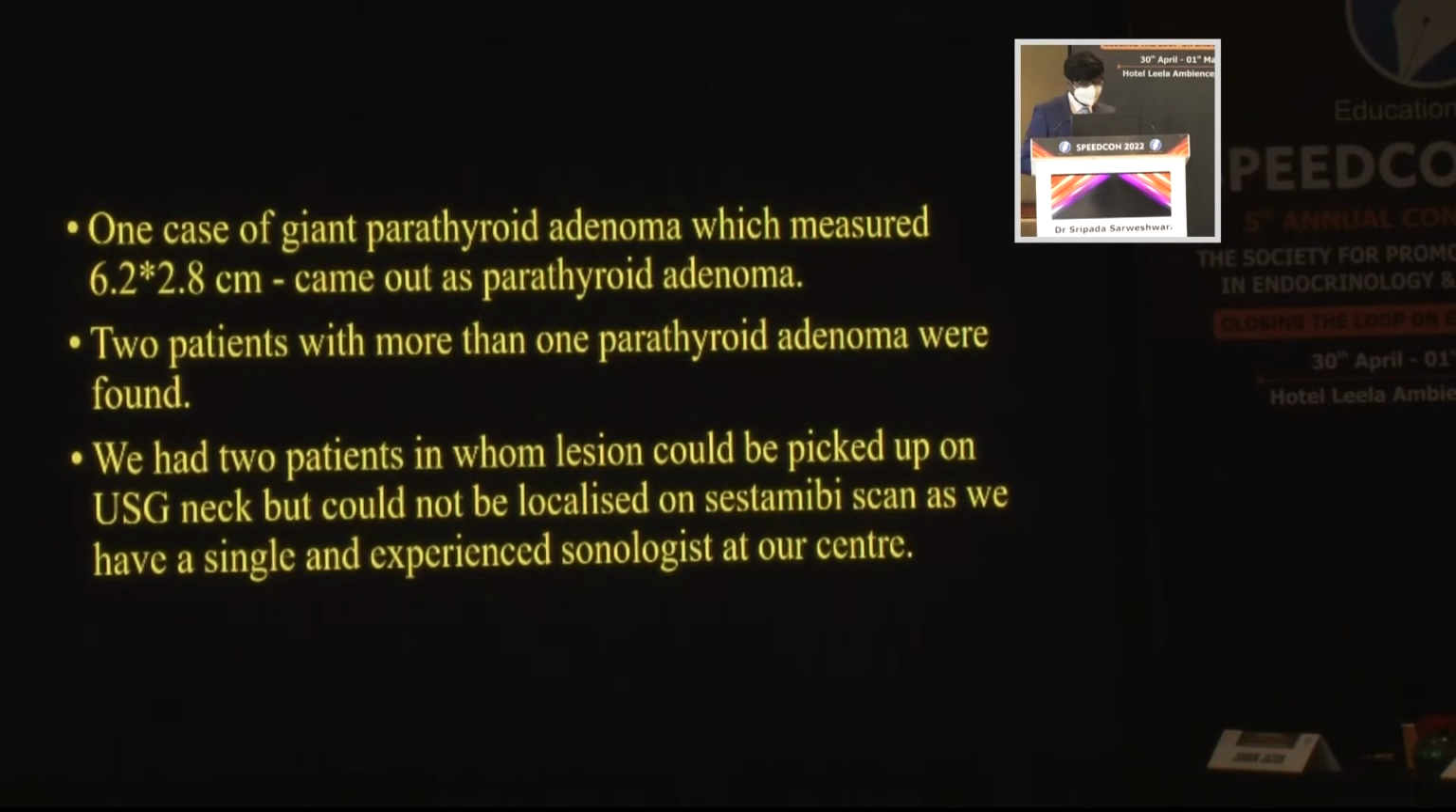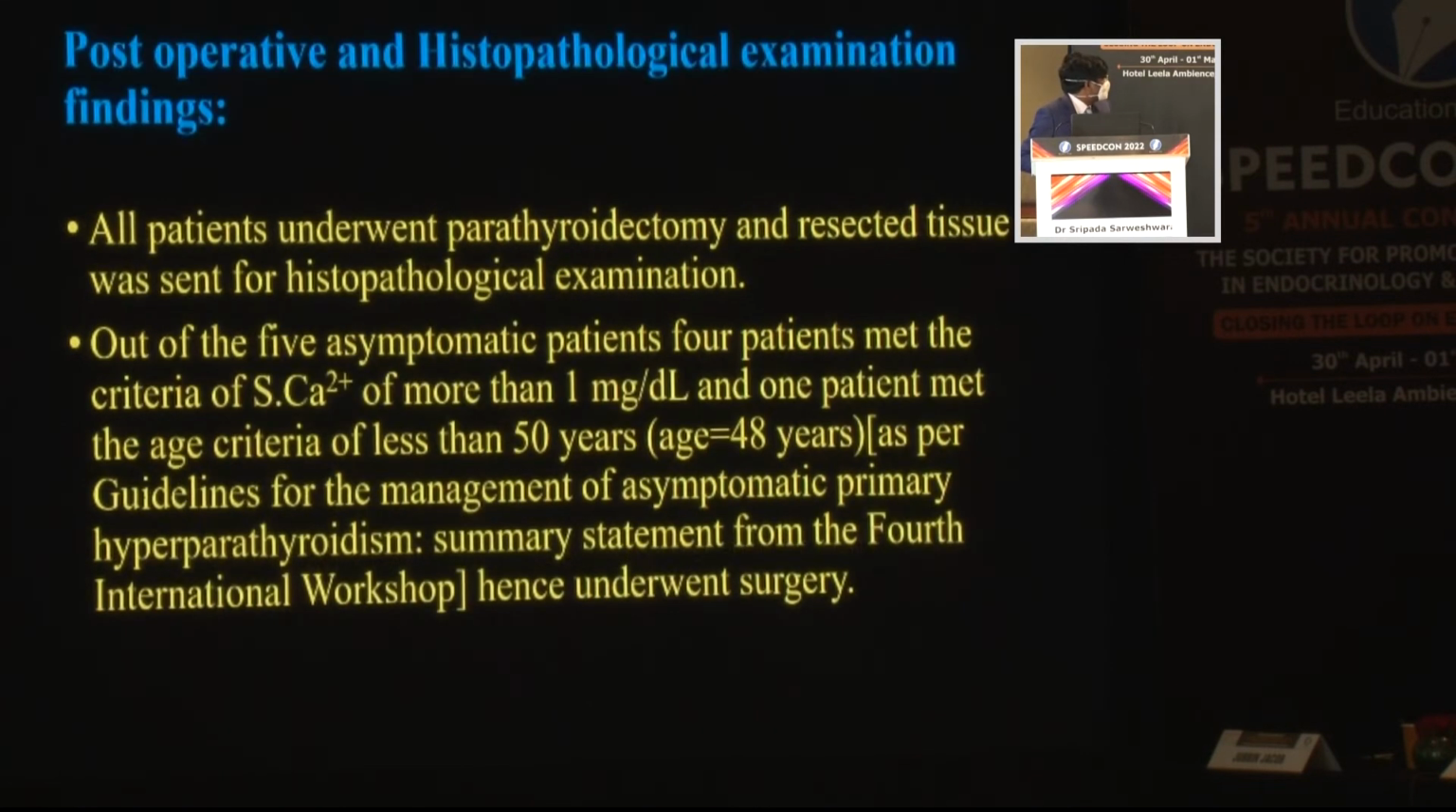We had one giant parathyroid adenoma of size 6.2 by 2.8 centimeters, which later came out as parathyroid adenoma on histopathological examination. There were 2 patients with more than one parathyroid adenoma, and we had 2 patients in whom we were able to localize the lesion on ultrasound neck, but the lesion could not be localized on sestamibi scan.